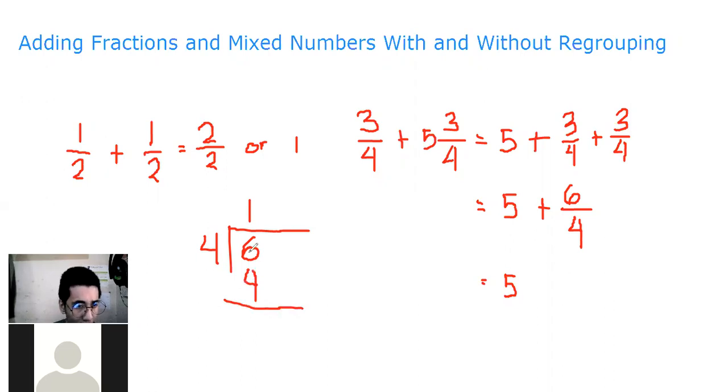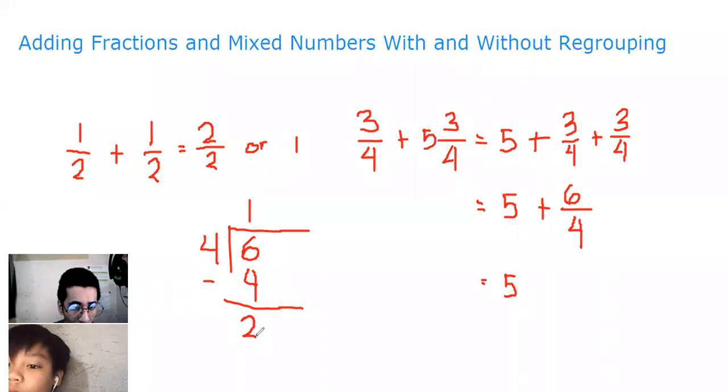Then, i-subtract natin sila. 6 minus 4, the answer is 2. So, since wala na tayong pwedeng i-bring down, itong 1 na ito yung magiging whole number natin. Yung 1 na nasa taas, that will be our whole number. So, susulat mo si 1.